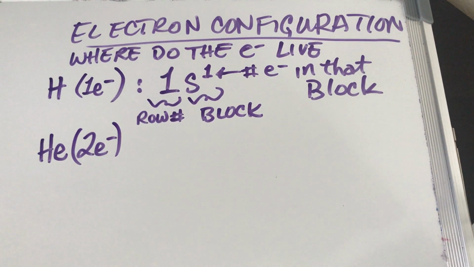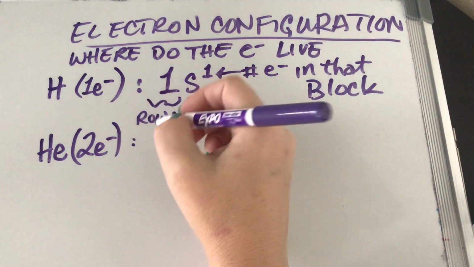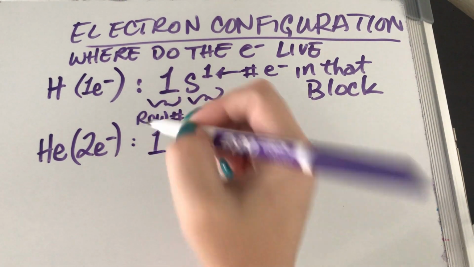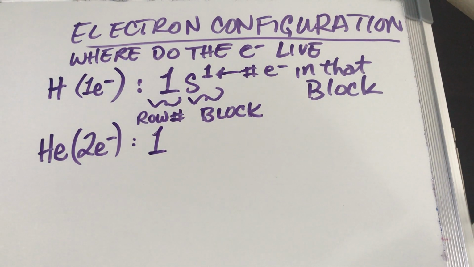So, let's do helium. Helium has 2 electrons, right? Yeah? And it's in row 1, right? Helium's kind of a weirdo because it looks like it's in the P block, but it's actually a part of the S block.